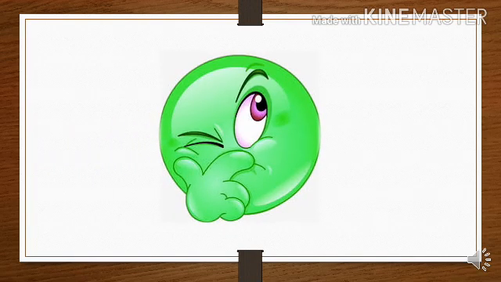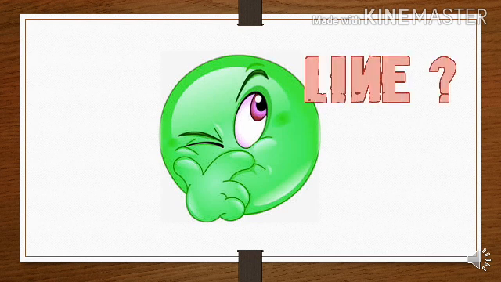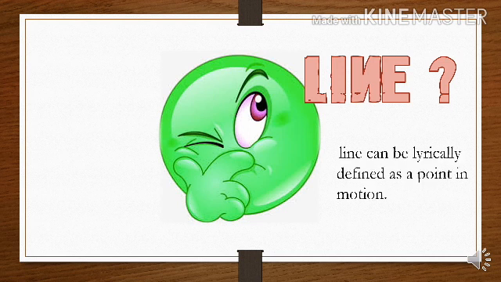Can you describe line in one word? Very good. Now, can you give an example of a line? Wow, interesting. Line can be lyrically defined as a point in motion. Now, here are the different main types of lines.